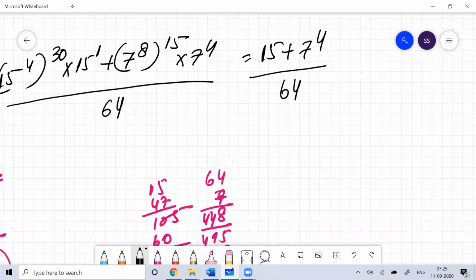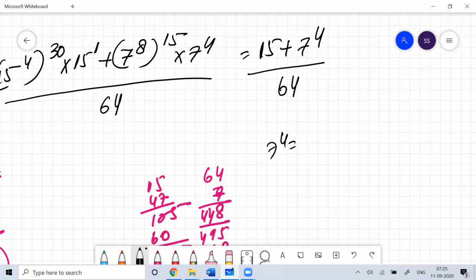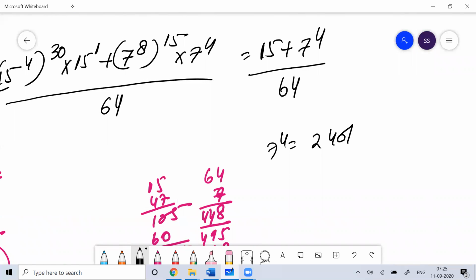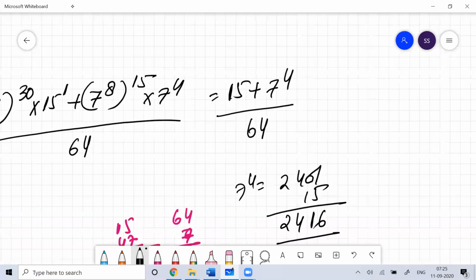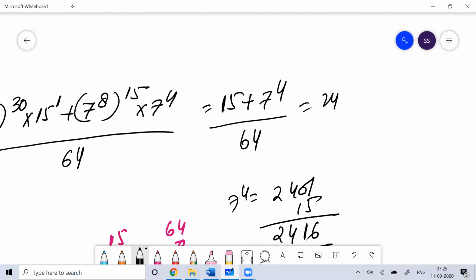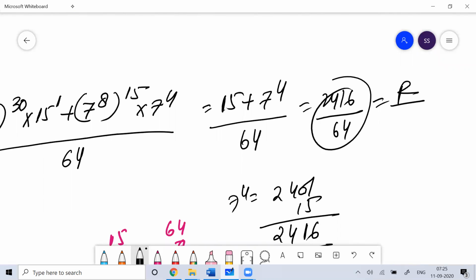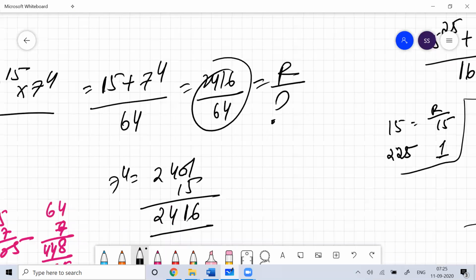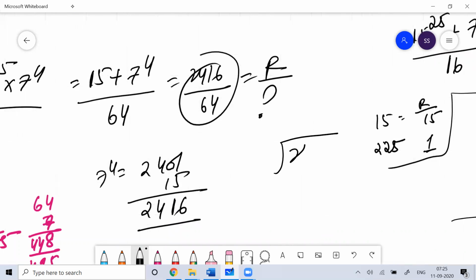Now 7 to the power 4 is 2401. If you add 15 to that, you will get 2416. So ultimately you have to check 2416. If you divide by 64, what is the remainder? This part you can do manually by yourself. So 2416 divided by 64.